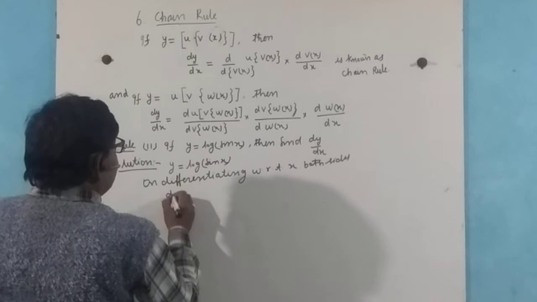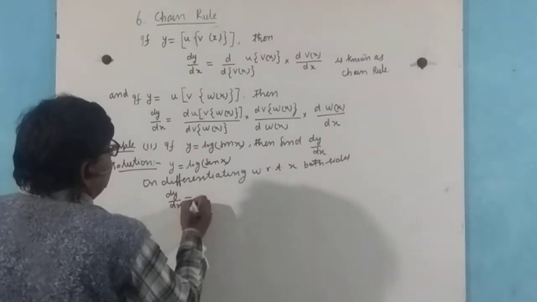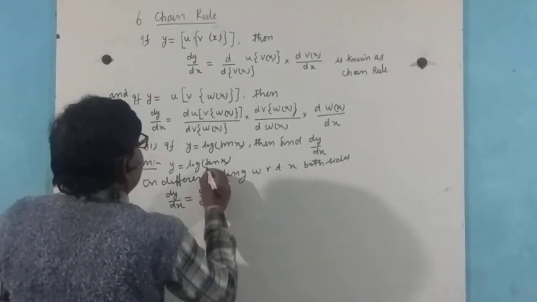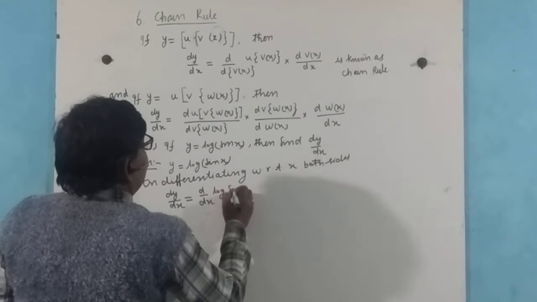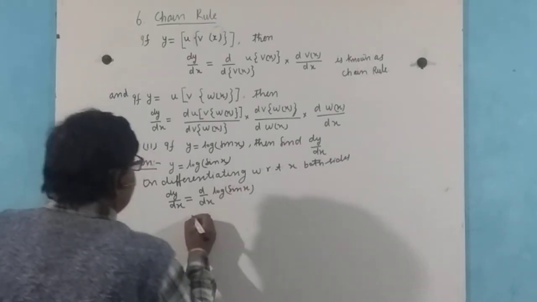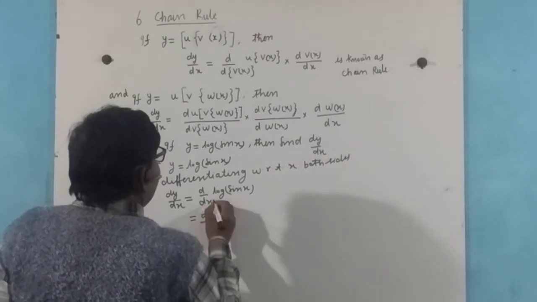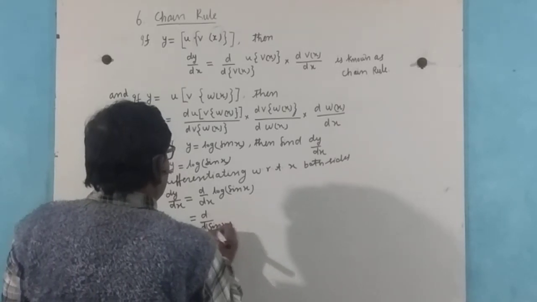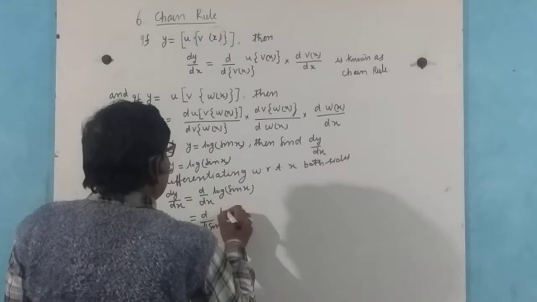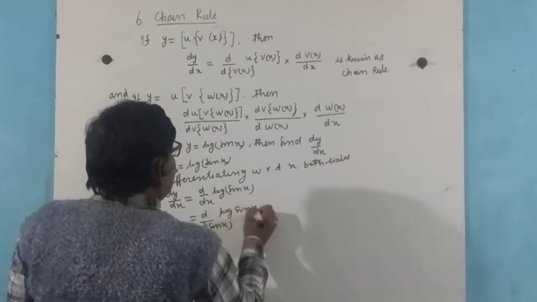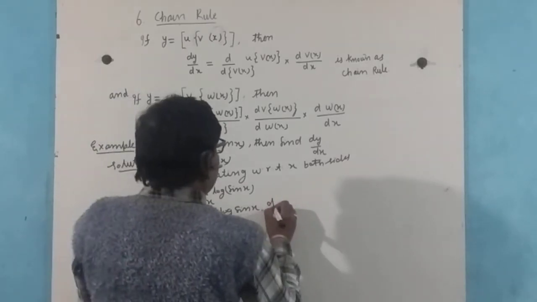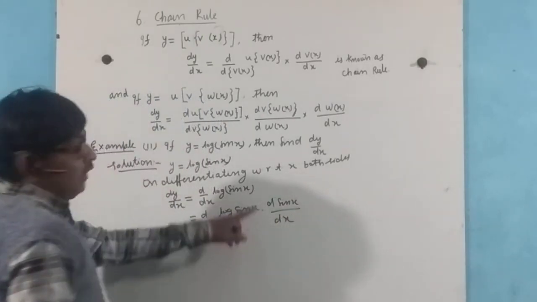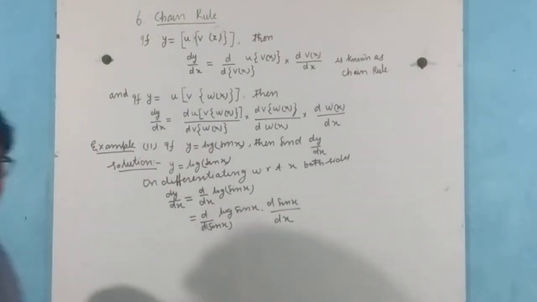we get dy/dx equals d/dx of log sin x. This can also be written as d of log sin x by d of sin x, into d of sin x divided by dx.